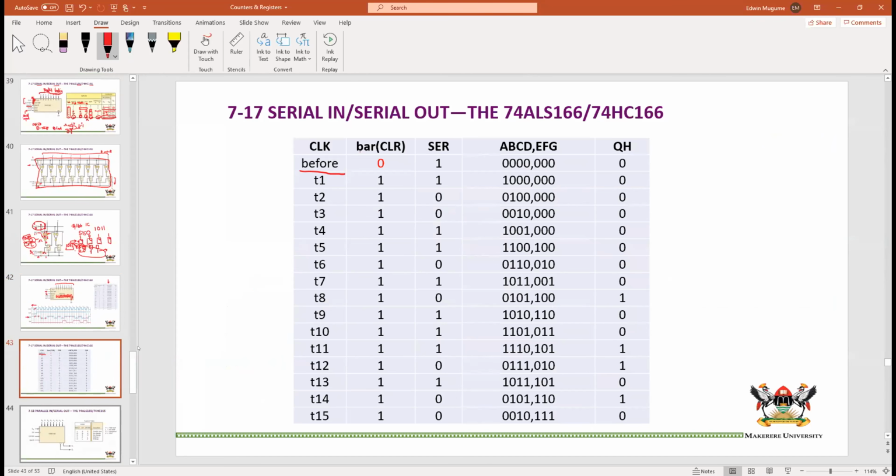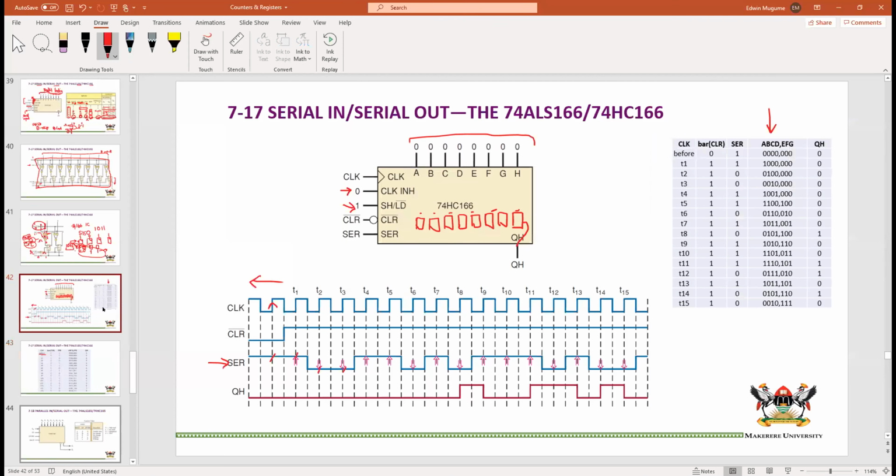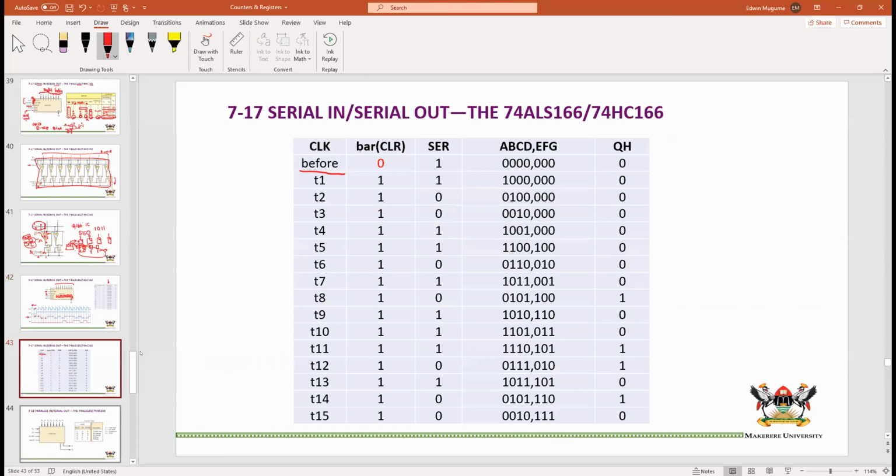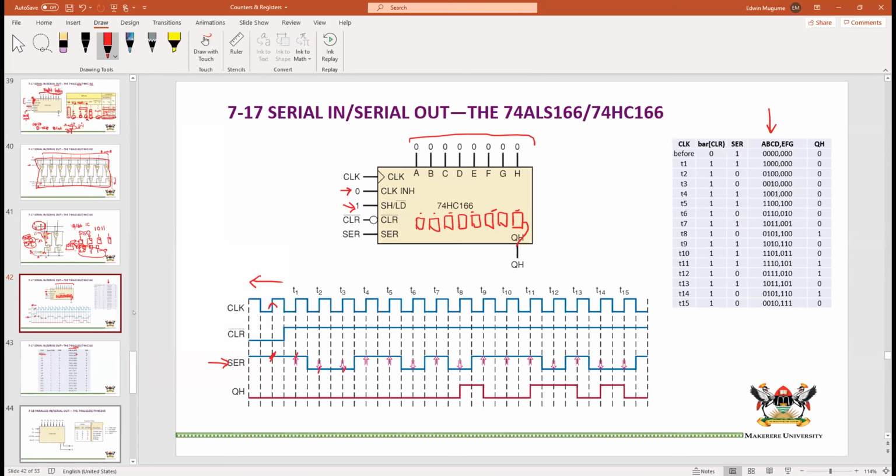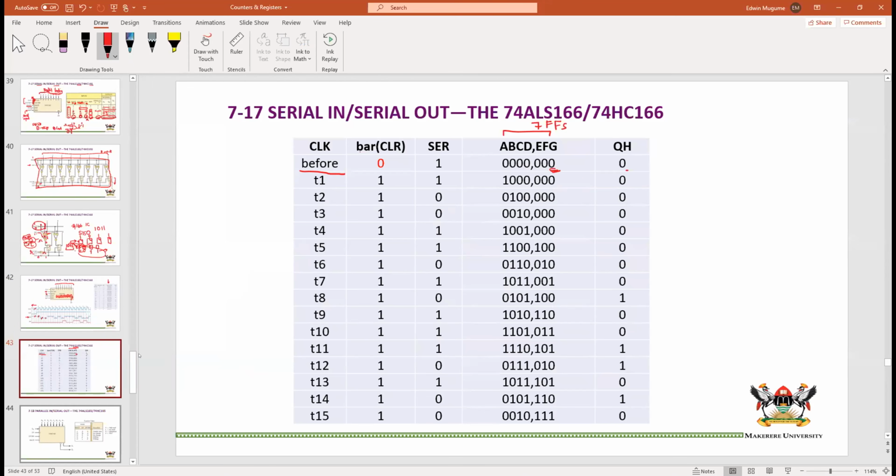Before this, clear was 0, and the serial input was 1. At this point you can see the serial input here is 1. Obviously if we clear, then everything is 0, 0, 0, meaning that our output at QH is 0. By the way, these are the 7 flip-flops. The 8th one is the output, so I've kept them separate. Now at T1, our serial input is 1, and the next one will be 0, and so on. I've put all this in the table. At T1, we are able to shift, which is why all this is high, meaning that we cannot clear.